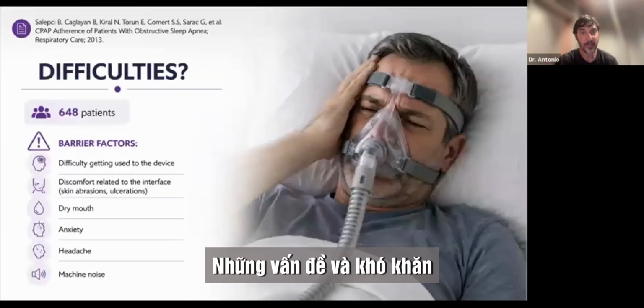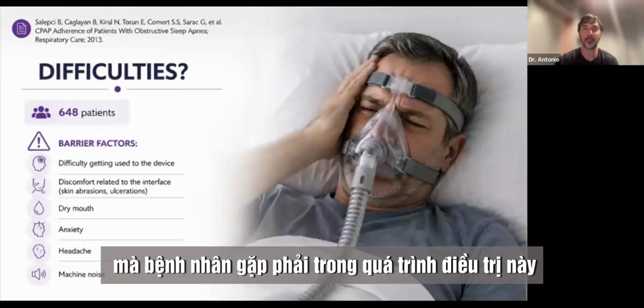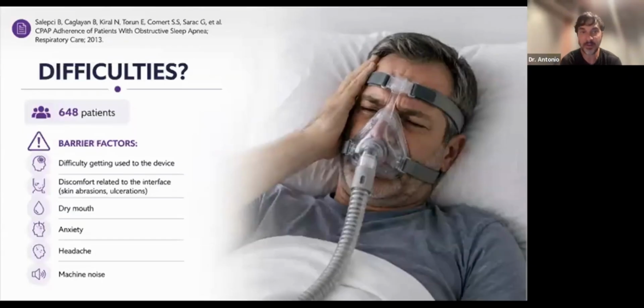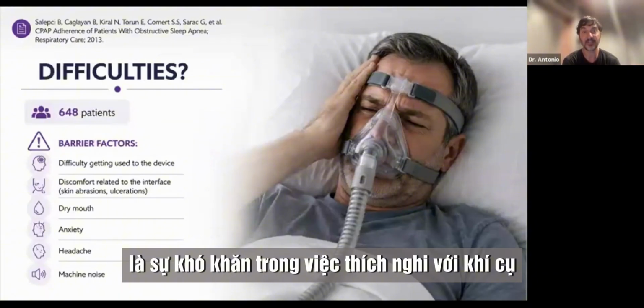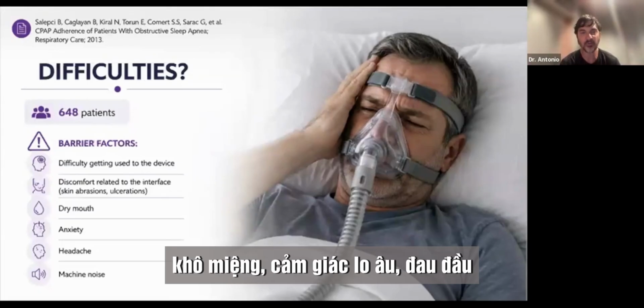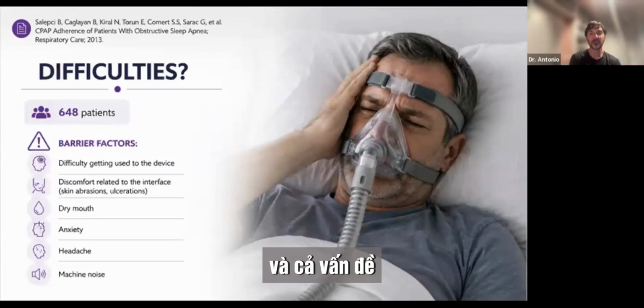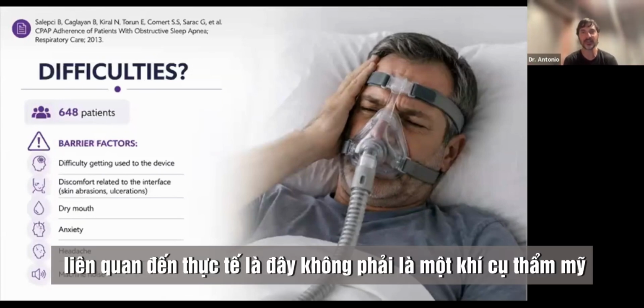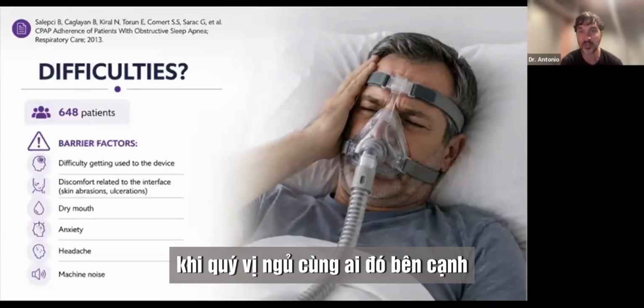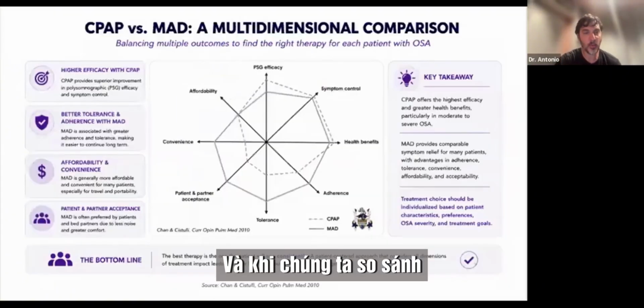The difficulties that the patient has during this treatment, the barrier factors, are the difficulty getting used to the device, the dry mouth, the sense of anxiety, the headache, the noise of the machine, the discomfort, and also the fact that it's not a nice device when you sleep with somebody close to you.